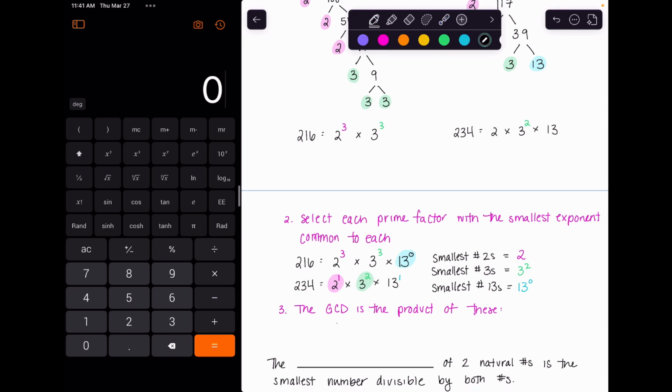So my GCD is going to be 2 times 3 squared, and then you have no 13, so that's 13 to the 0, which is 1. Really, 13 is not included in my greatest common divisor at all. So this leaves me with 2 times 9. So my GCD is going to be 18. And just to show you, if you take 216 and divide it by 18, you do get an answer. And 234 divided by 18 also gives you an answer. Okay. So that is my greatest common divisor.